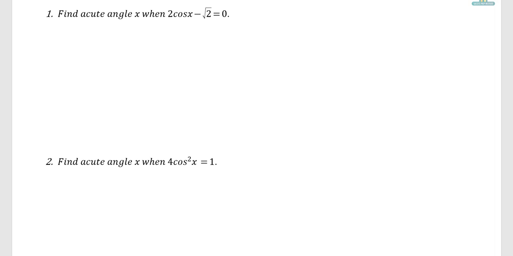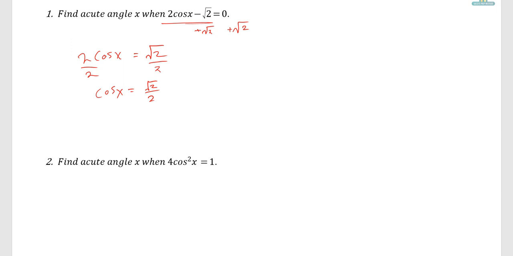Find acute angle x when 2 cosine x minus square root of 2 equals 0. So this may look intimidating, but it's not. All you need to do is just follow the steps we've been practicing and just solve for x. So 2 cosine x minus square root of 2, we could add square root of 2 to both sides. Again, simple algebraic manipulation. We've done this many, many times now. So we get 2 cosine x equals square root of 2. I can divide both sides by 2, so I have cosine x equals square root of 2 over 2.